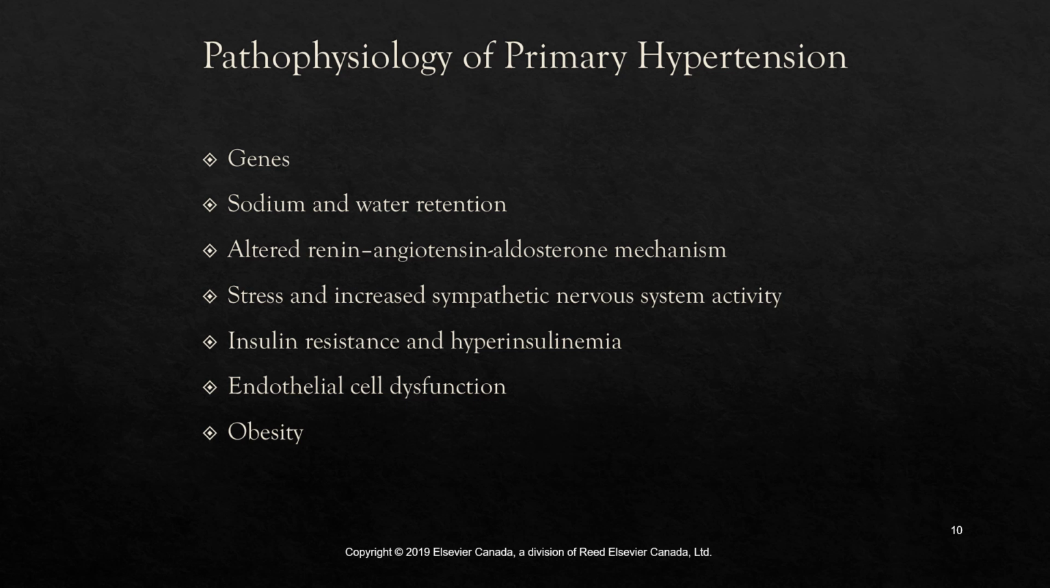attaching to alpha-1 and alpha-2 receptors, causing vasoconstriction, and attaching to beta-1, increasing the heart rate and contractility, worsening the blood pressure. Insulin resistance also has an impact or is correlated to worsening your blood pressure. We talked about endothelial dysfunction with an increased release of endothelin, and obesity.